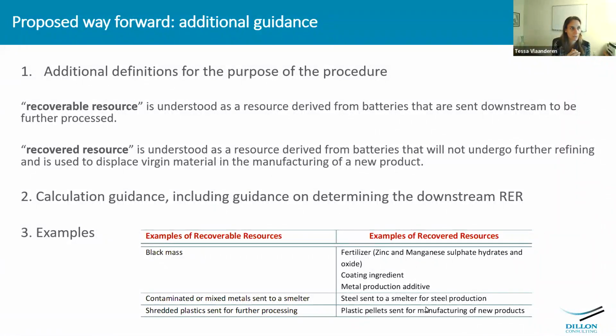Now, the second thing we included in the procedures is additional guidance, including guidance on how to determine the downstream RER. I'll get to that in more detail in a second. Thirdly, we included examples of what we would consider a recoverable resource or a recovered resource. Next.